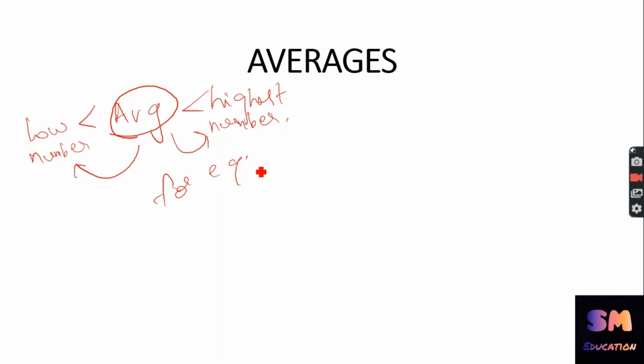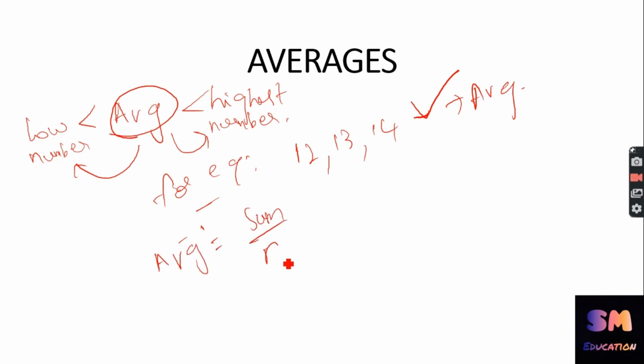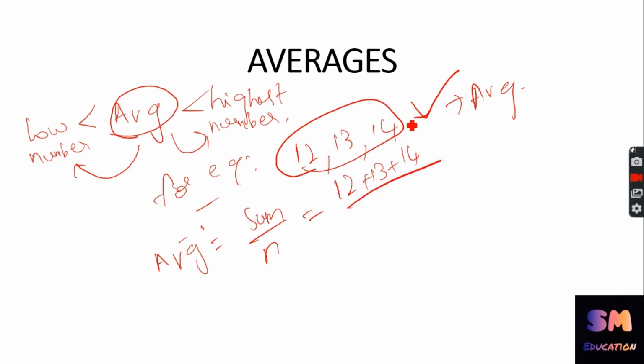Suppose, for example, the numbers are 12, 13, 14, and I want to calculate the average by the traditional method, that is, the formula approach. Average is sum by n. Now, we need to calculate the sum of the given data set divided by how many observations there are. There are 3 observations, so 39 by 3. Then the average value is 13.